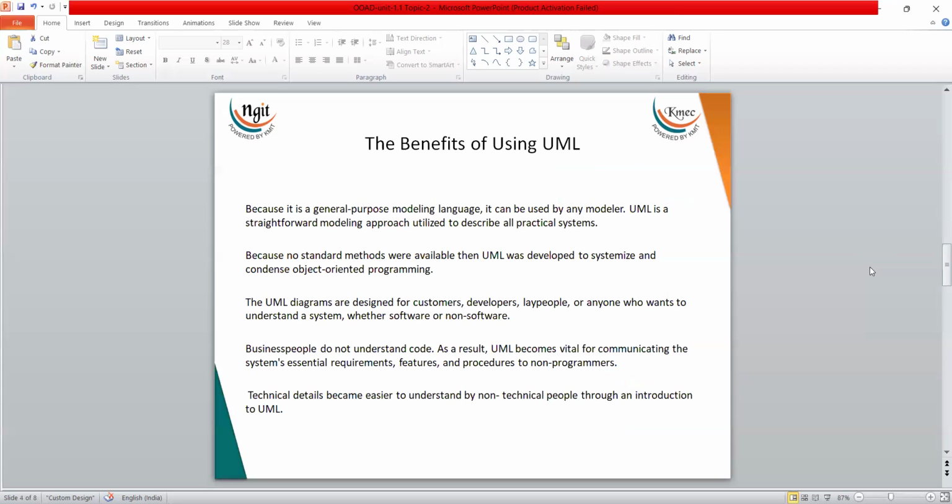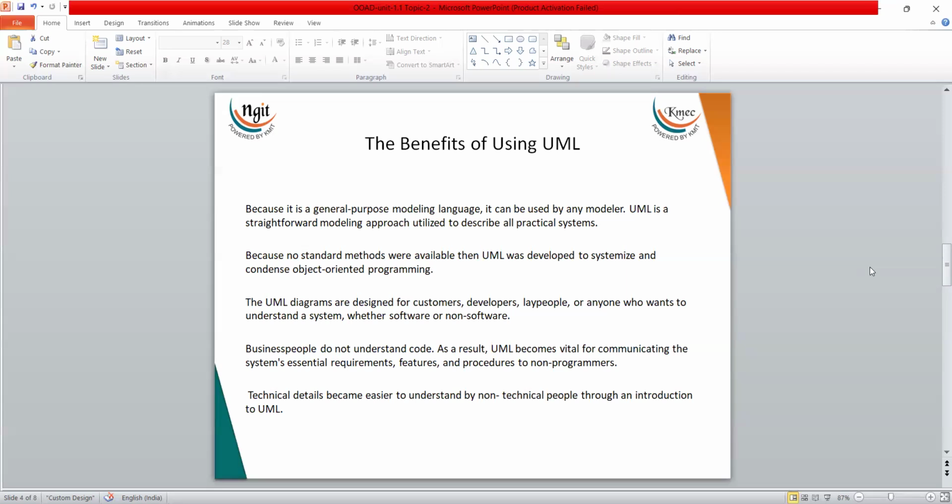So the benefits of using UML are, because it is a general purpose modeling language, it can be used by any modelers. UML is a straightforward modeling approach utilized to describe all practical systems. Because no standard methods were available, UML was developed to systemize and condense object-oriented programming. The UML diagrams are designed for customers, developers, lay people, or anyone who wants to understand the system, whether software or not software.